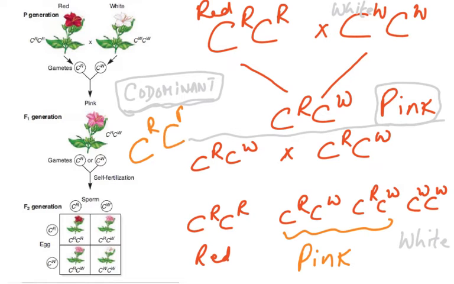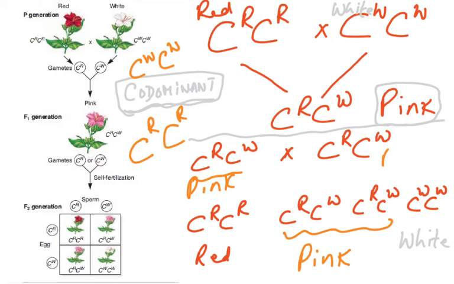So the red will be C^R C^R, and the white will be C^W C^W. Now there won't be a big R and a small r, because we give it another letter, C^R or C^W. So C^R C^W are pink.